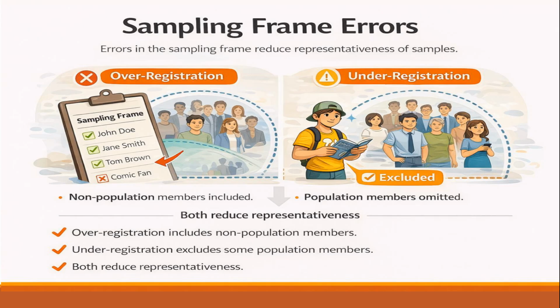For example, if some enrolled students are not listed in the database, they are excluded from the chance of being selected. Both over-registration and under-registration are problematic because they reduce the representativeness of the sample. Even if we apply random sampling correctly, a flawed sampling frame will lead to biased results. So always remember, a complete and accurate sampling frame is essential for reliable research.